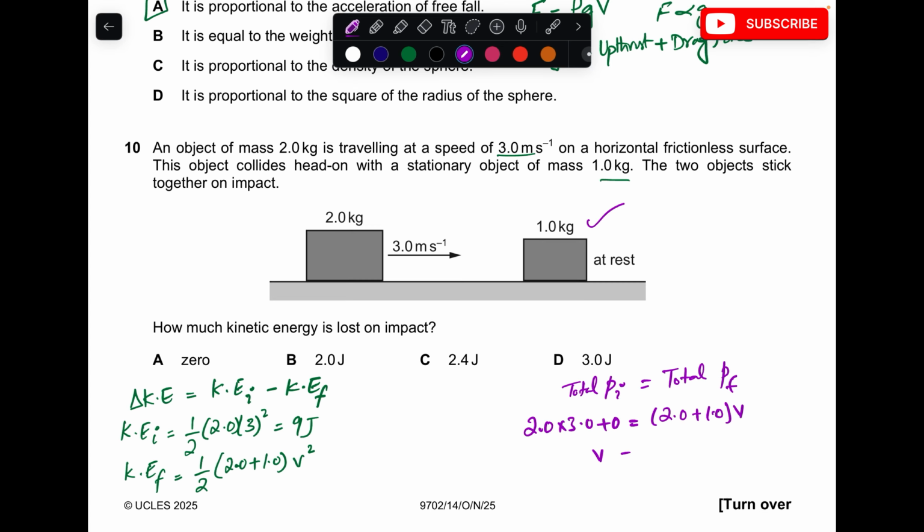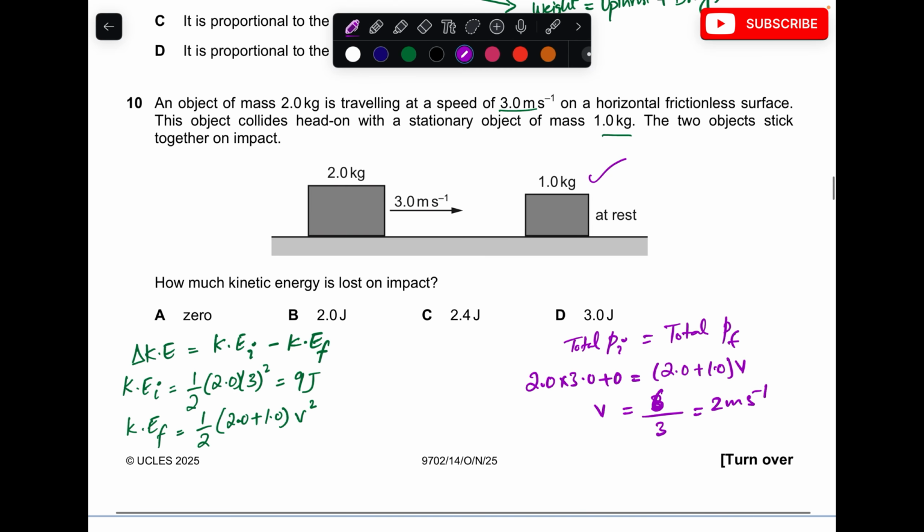So v can be written as 2 into 3 is 6, and 2 plus 1 is 3, so 2 meters per second. So this v is 2. I can put this value here. This is 2 squared, so this will give me 6 joules, right? So the change in kinetic energy, when you find it, initial is 9, final is 6, it will give you 3 joules. Okay.